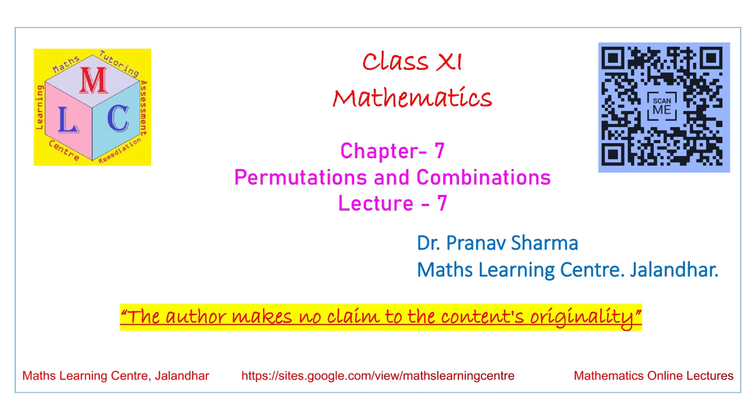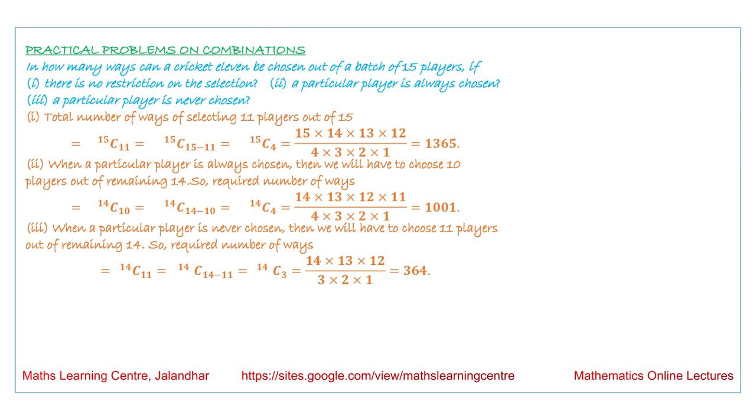We are going to start now lecture 7 of chapter 7, class 11th mathematics, permutations and combinations. In this lecture we will discuss some problems based upon combinations. So first is, in how many ways can a cricket 11 be chosen, it means we have to choose the team of 11 players out of the batch of 15 players.